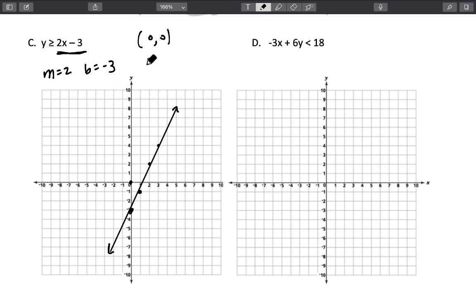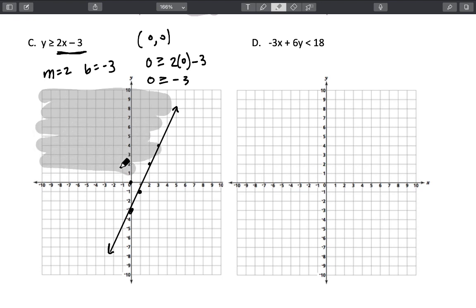So let's put 0 in for y. Is that greater than or equal to 2 times 0 minus 3? Well, that gives me the statement 0 is greater than or equal to negative 3. And that's actually a true statement. 0 is greater than a negative number. So I know 0, 0 lies in the solutions. So I am going to shade the part of my graph in which 0, 0 lies.